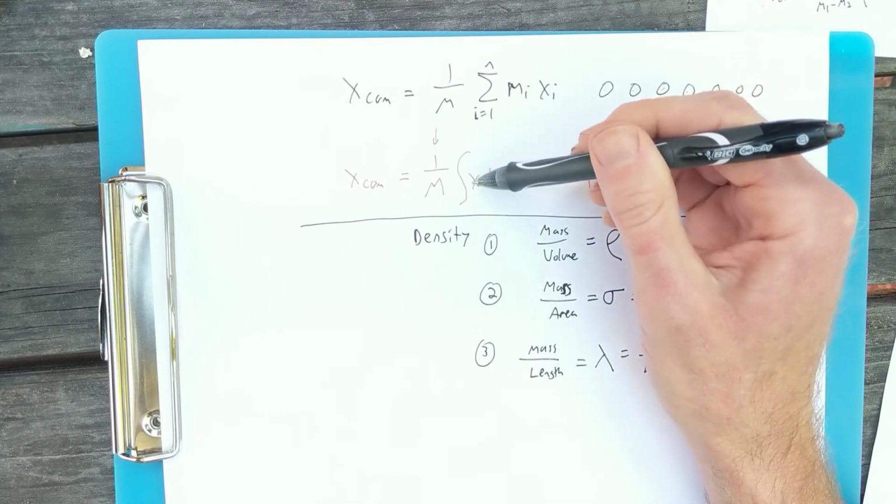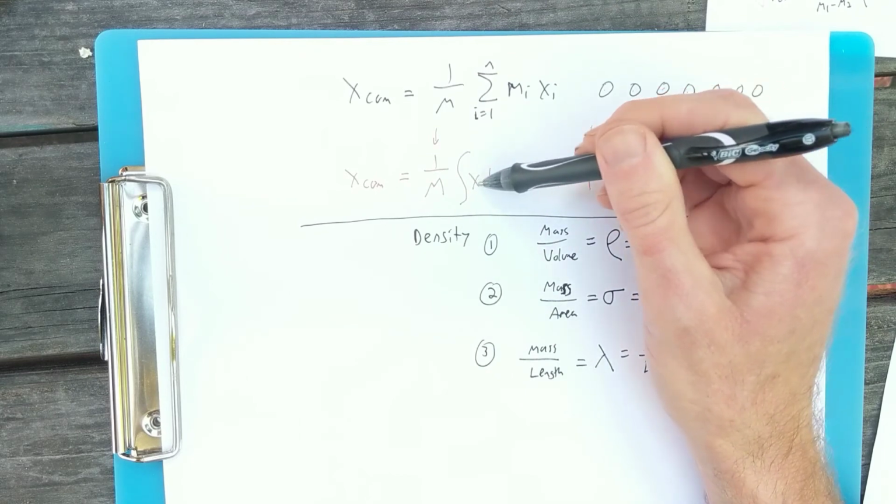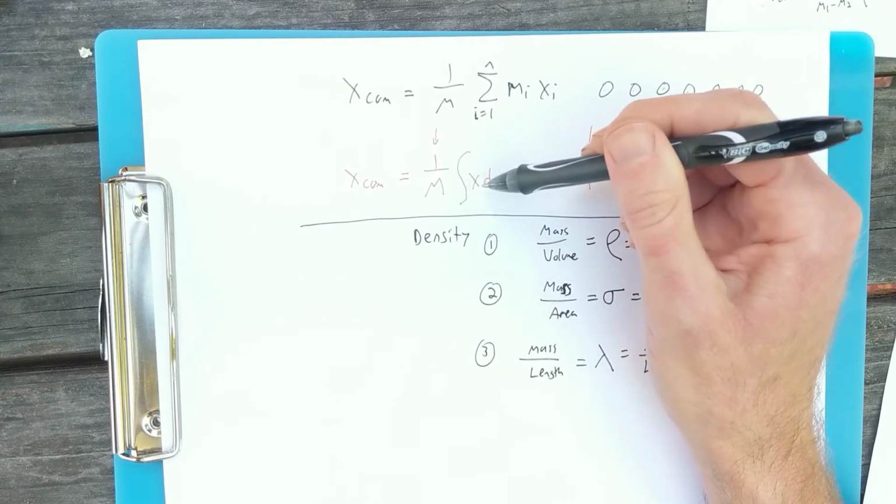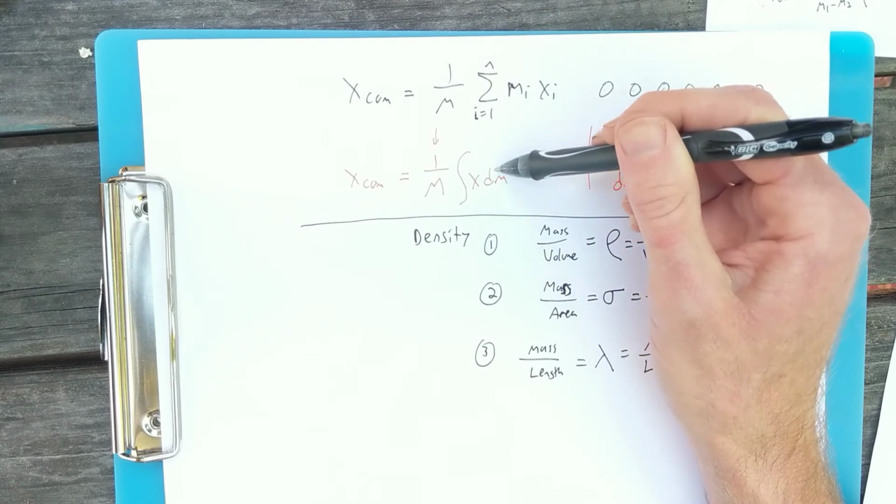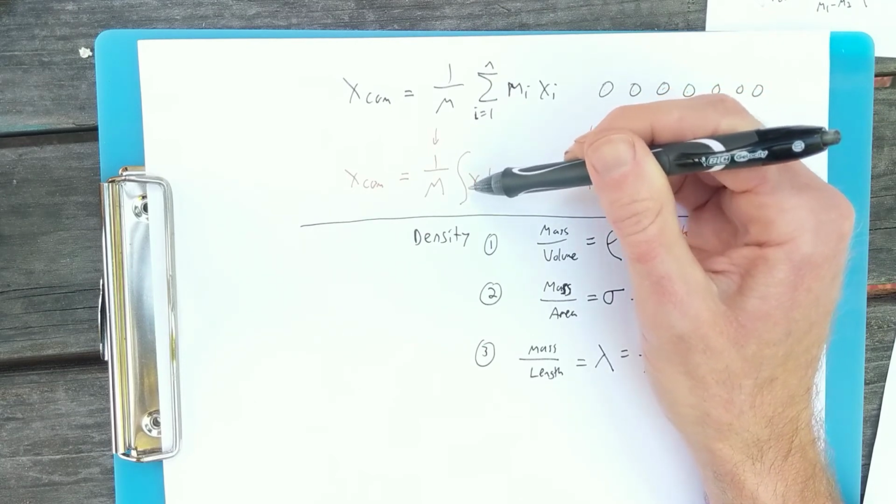it's very hard to integrate x and dm because these are different variables. The x is going to depend on the dm, and the dm is going to depend on the x, but you can't just integrate like this because the variables aren't the same. So I have to figure out a way to express dm in terms of x, in terms of something else.